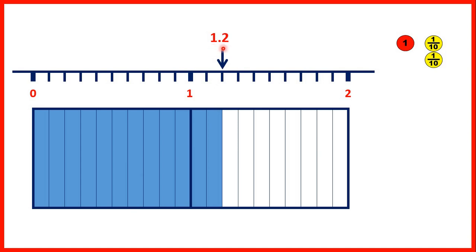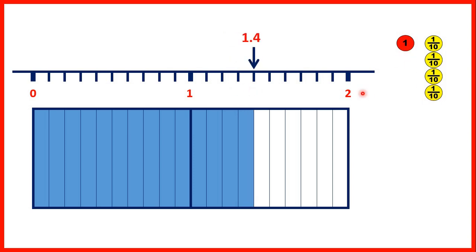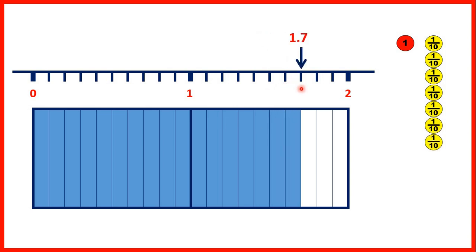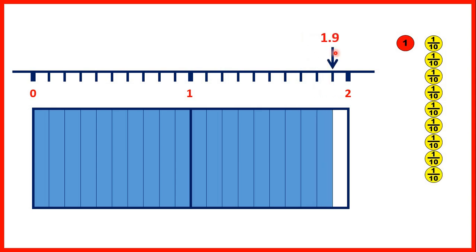Now we have 1.2. 1.3 means we have one whole and 3/10, and you're probably getting the idea again, so I'll speed this up. 1.4 is 1 and 4/10. 1.5 is 1 and 5/10. 1.6, 1.7, 1.8, and now we have 1.9 because we have one whole rectangle coloured in, and we have 9/10 of another one. So 1 whole and 9/10 is represented in decimal form as 1.9.